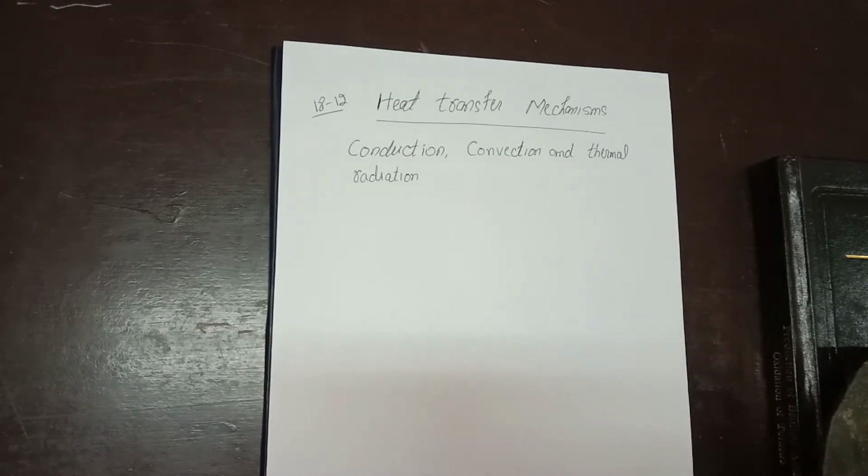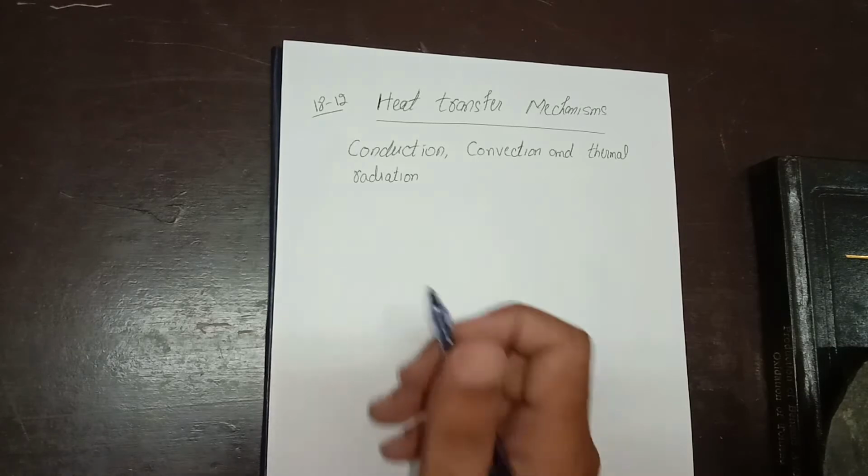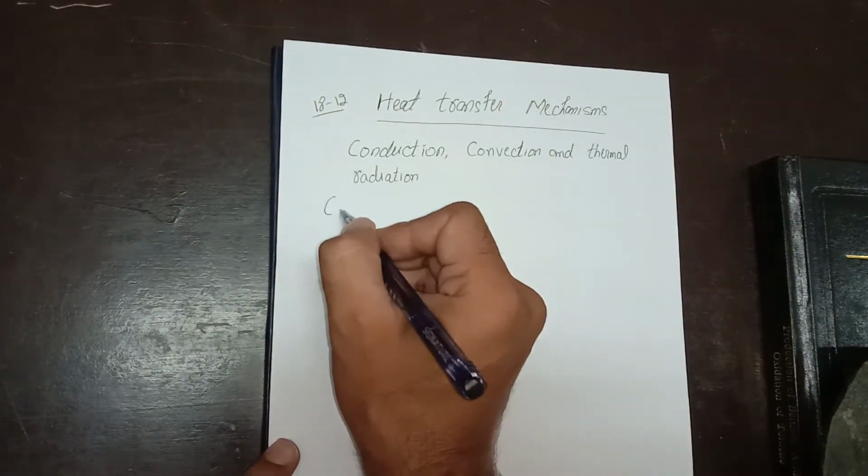In our previous discussions we have discussed the transfer of heat energy between a system and its environment, but we haven't still discussed what the different types of heat transfer are. So these are the different types: conduction, convection and thermal radiation. First of all, let's discuss conduction.